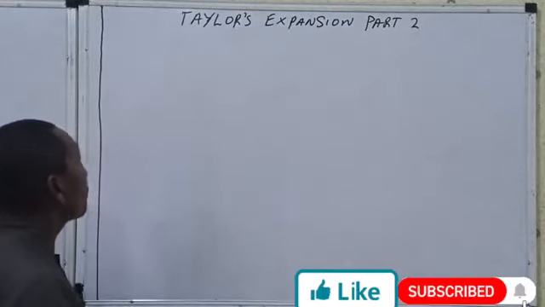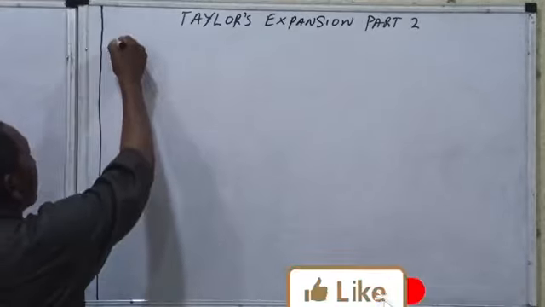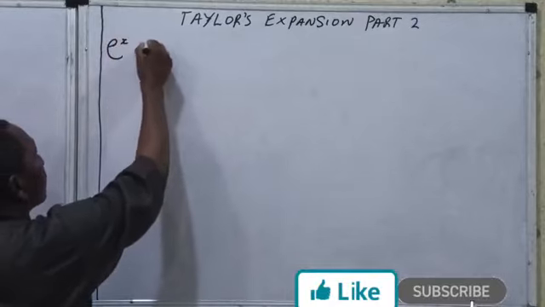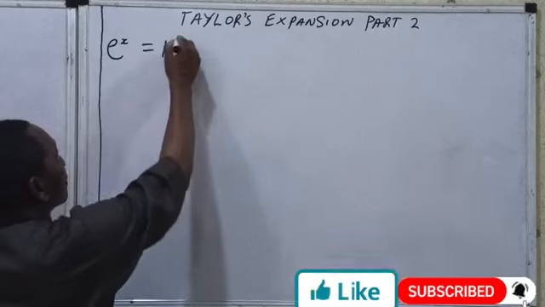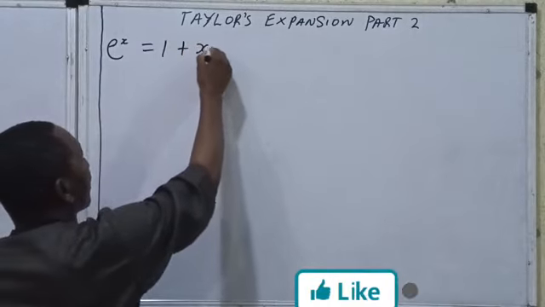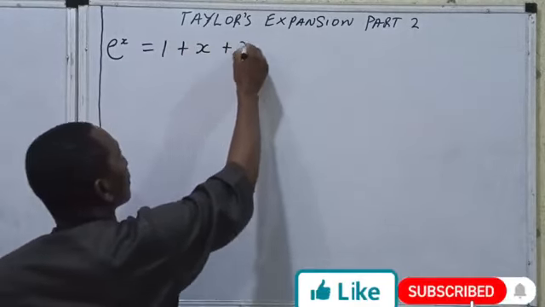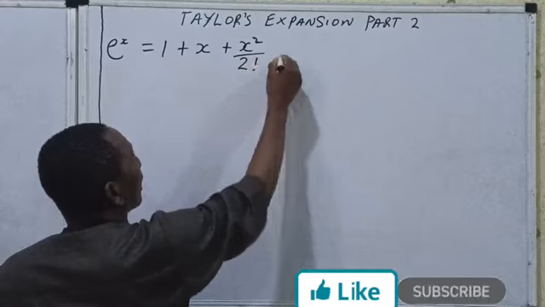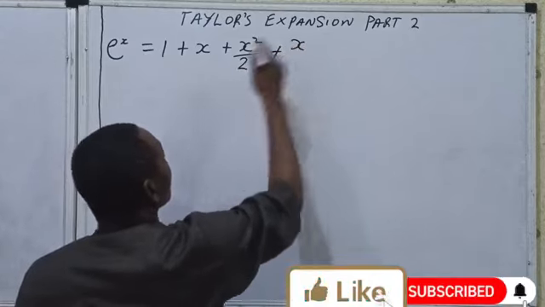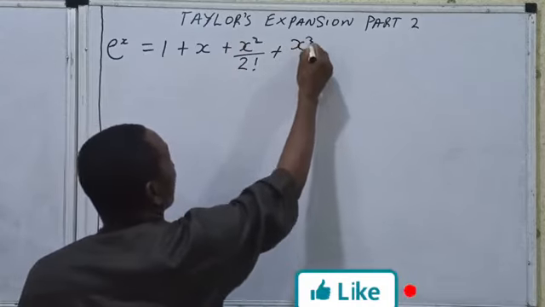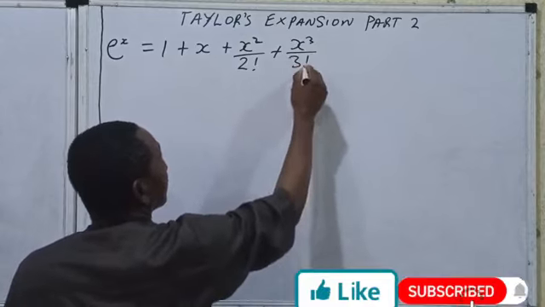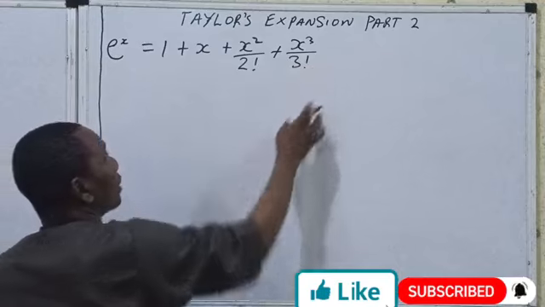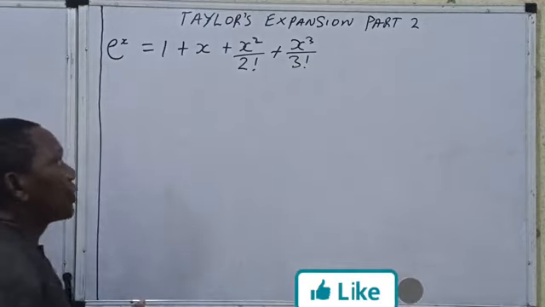All right, so let's assume that e to the x is approximately equal to 1 plus x plus x squared all over 2 factorial. You can continue, or you can stop here. Let's just add x cubed all over 3 factorial. This is the same thing as 6, that is 3 times 2 times 1. Now, what you do is simple.